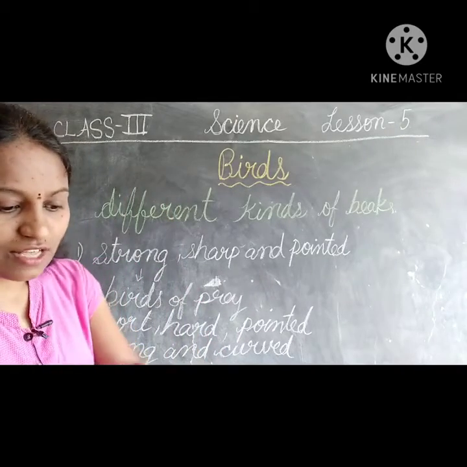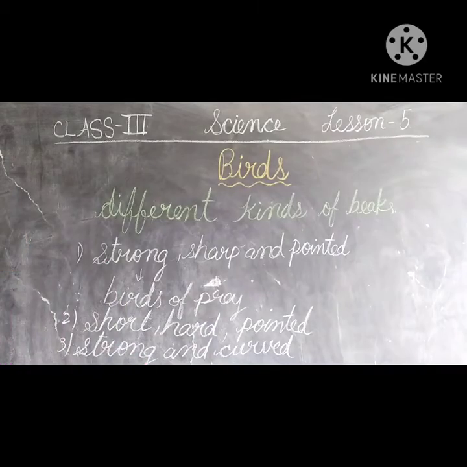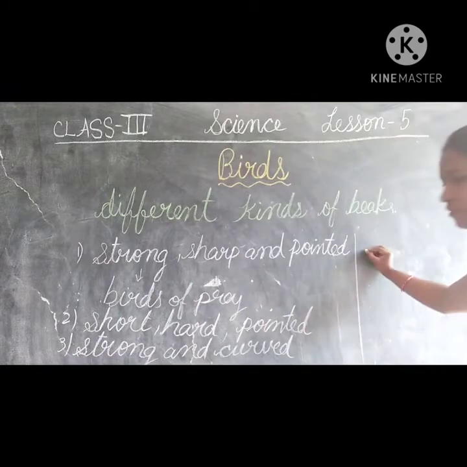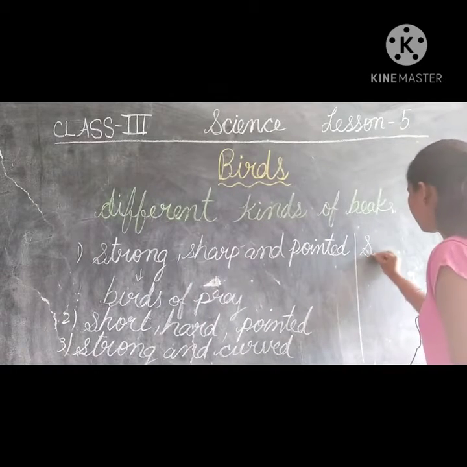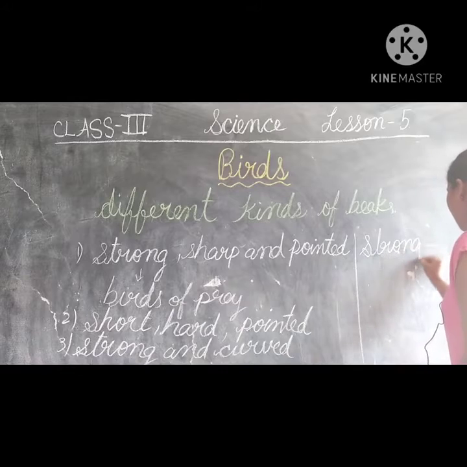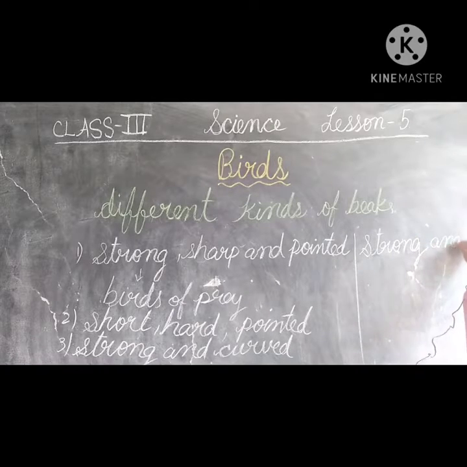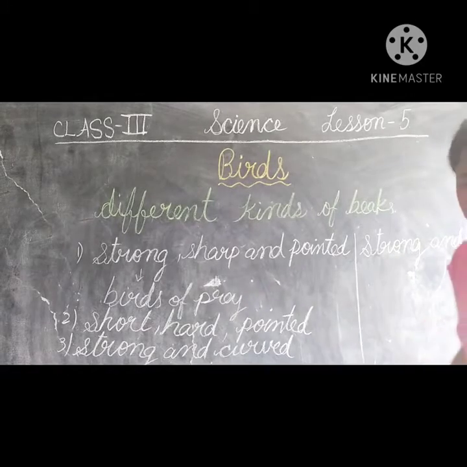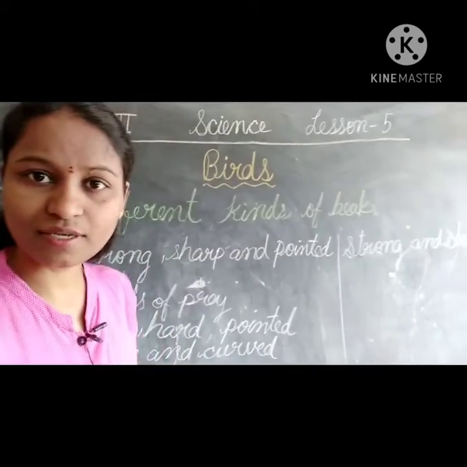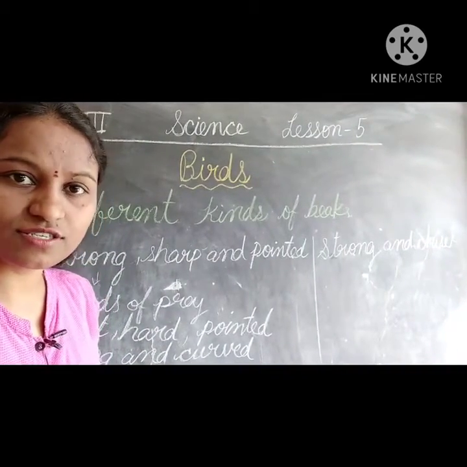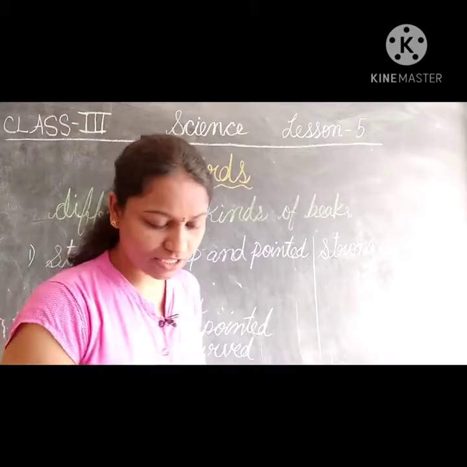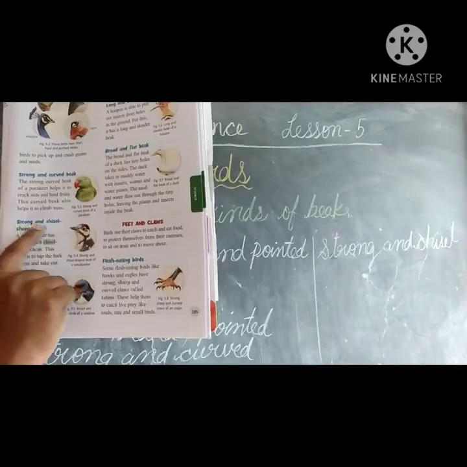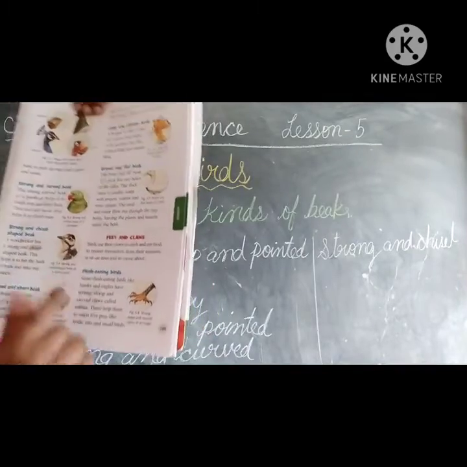Yes. Next one is strong and chisel shaped beak. Okay, here I can write. Strong and chisel, anything you can say children. Here you can see strong and chisel type of beak. It is sharpened. So for that it is woodpecker. Strong and chisel shaped beak is for woodpecker.